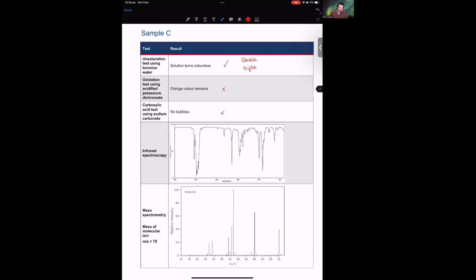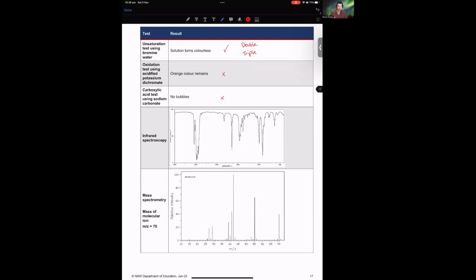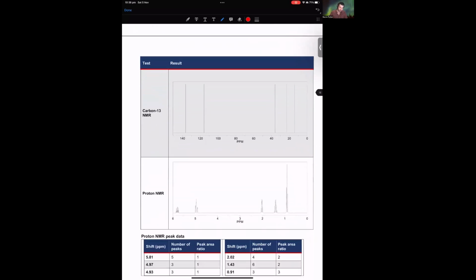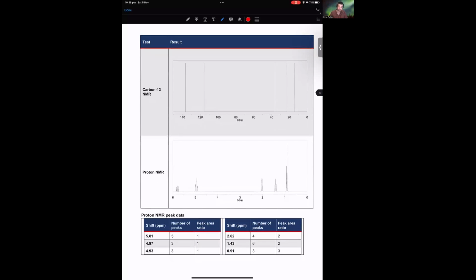Now, as with before, I tend to skip IR and mass spec and come back to those later. They're good for confirming the ideas that we get from, particularly, the NMR spectra. So I'm going to shift on down to the carbon and the proton NMR and work through these.